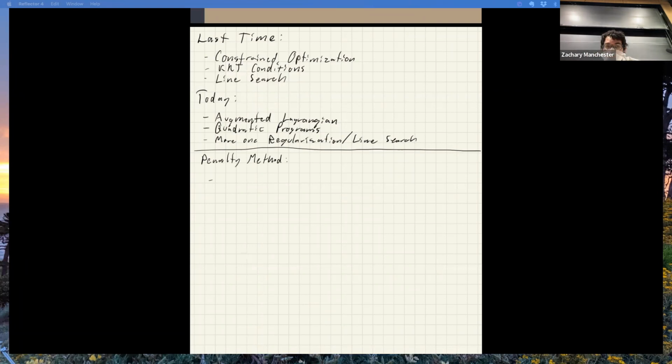So the basic idea we said last time is to replace inequalities with an objective term that penalizes violations. In particular, last time we talked about a quadratic penalty. You can really make up other penalties, right? You can have any kind of penalty you want, but the quadratic penalty method is the standard one.